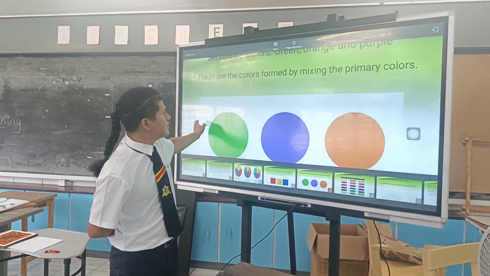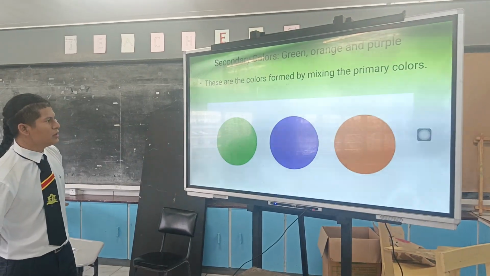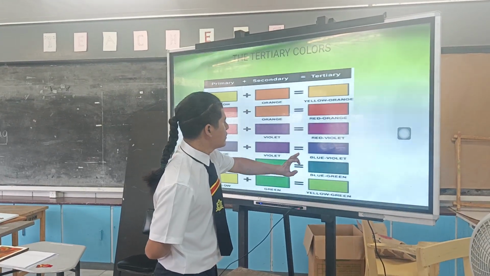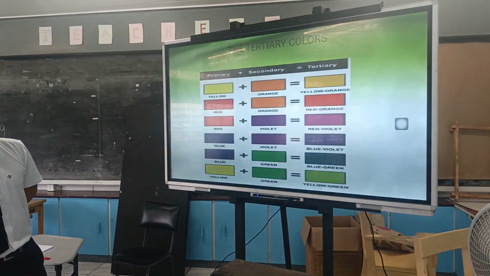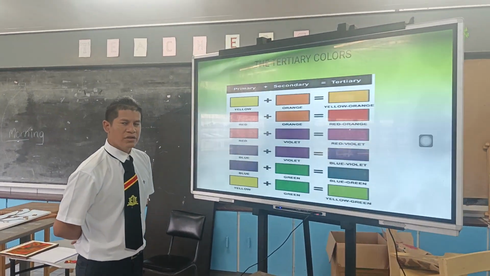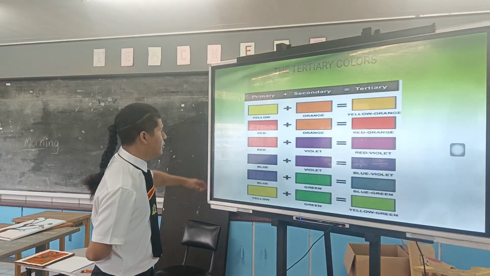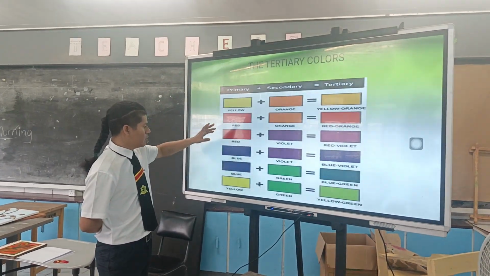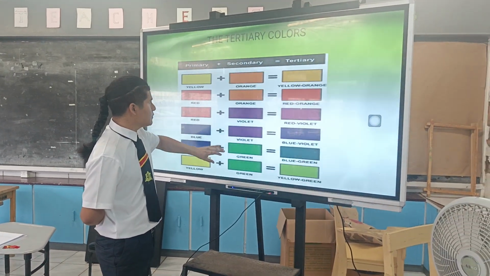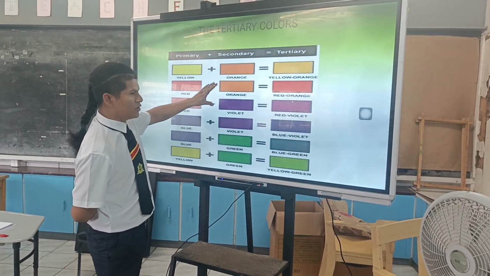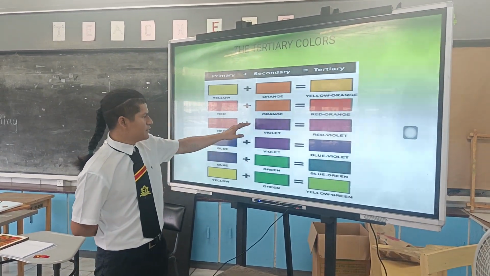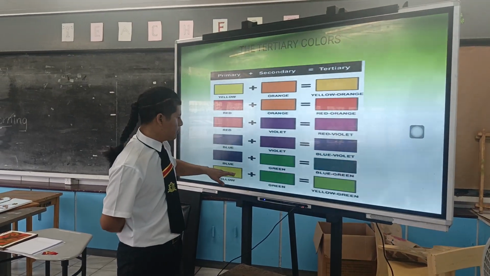And as we go on, we have the secondary colors, which are green, violet, and orange, and the tertiary colors. Like I said, all of the colors are derived from the primary colors. So primary colors are red, yellow, blue. Our secondary colors are orange, violet, and green. How do we get the secondary colors? We get the secondary colors by mixing the primary colors. So red and yellow gives us orange, red and blue gives us violet, blue and yellow gives us green.